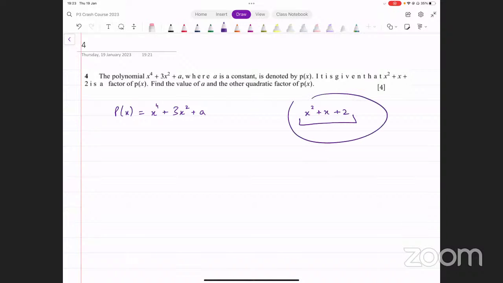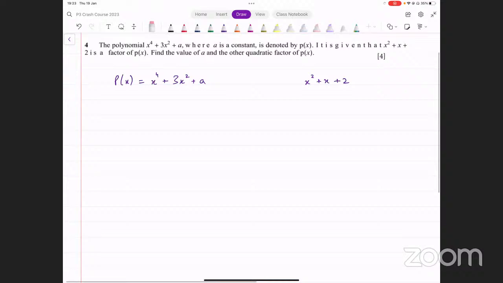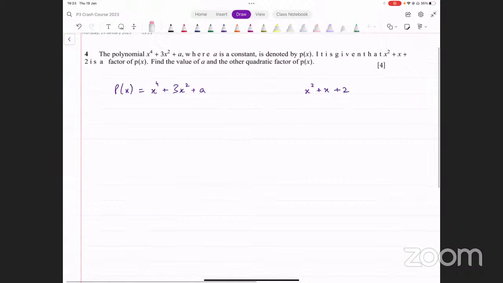This is not linear, so the remainder theorem is not going to work. What's the other option that we've got? We'll have to use long division. Okay, so let's use the long division process here to divide this polynomial by x squared plus x plus 2 and see what we get.